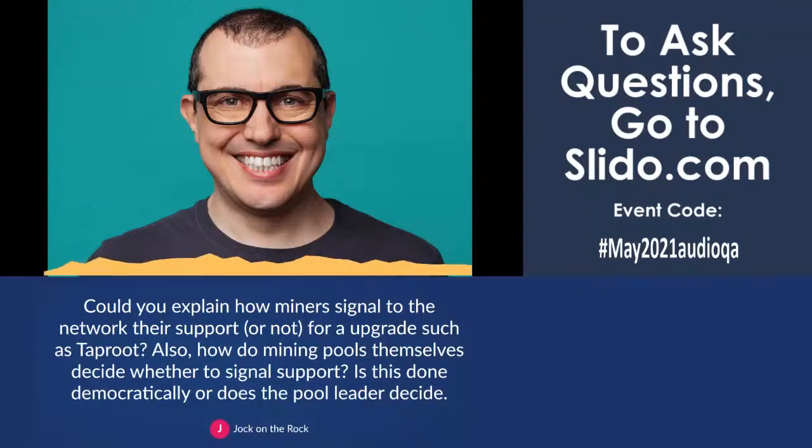All right, our first question of the day comes from Jock on the Rock. Could you explain how miners signal to the network their support for an upgrade such as Taproot? Also, how do mining pools themselves decide whether to signal support? Is this done democratically, or does the pool leader decide? That's a great question, Jock.